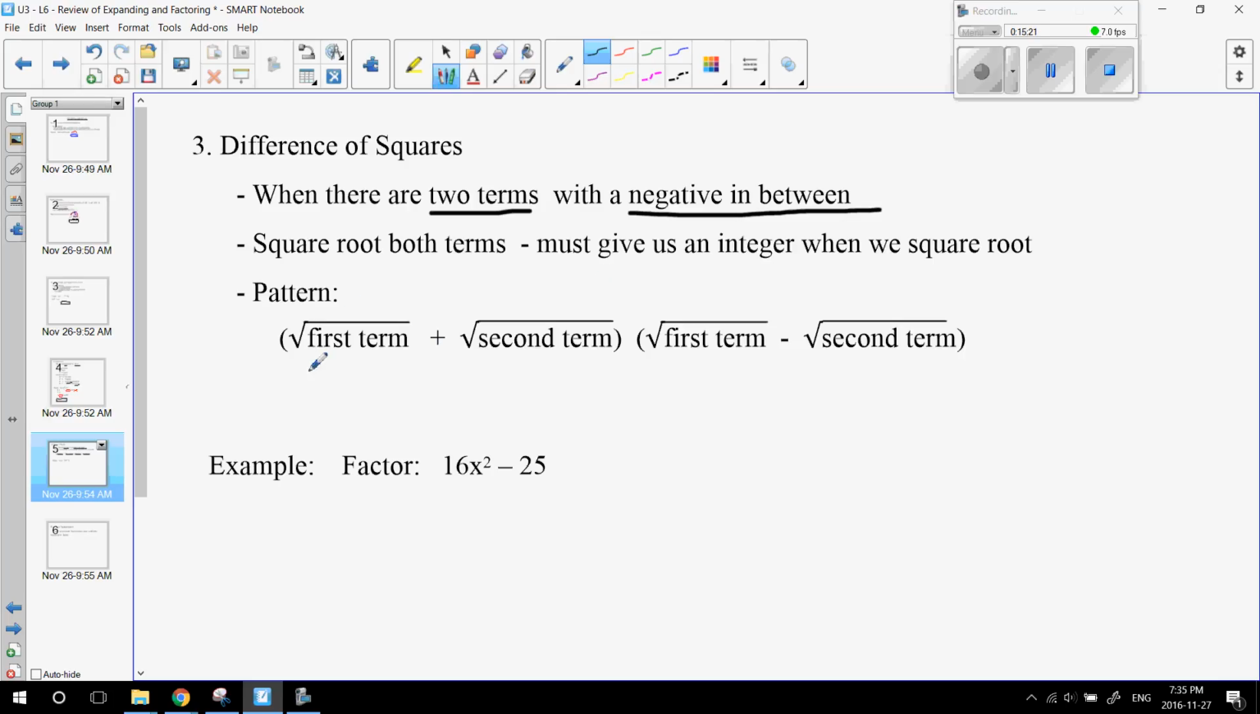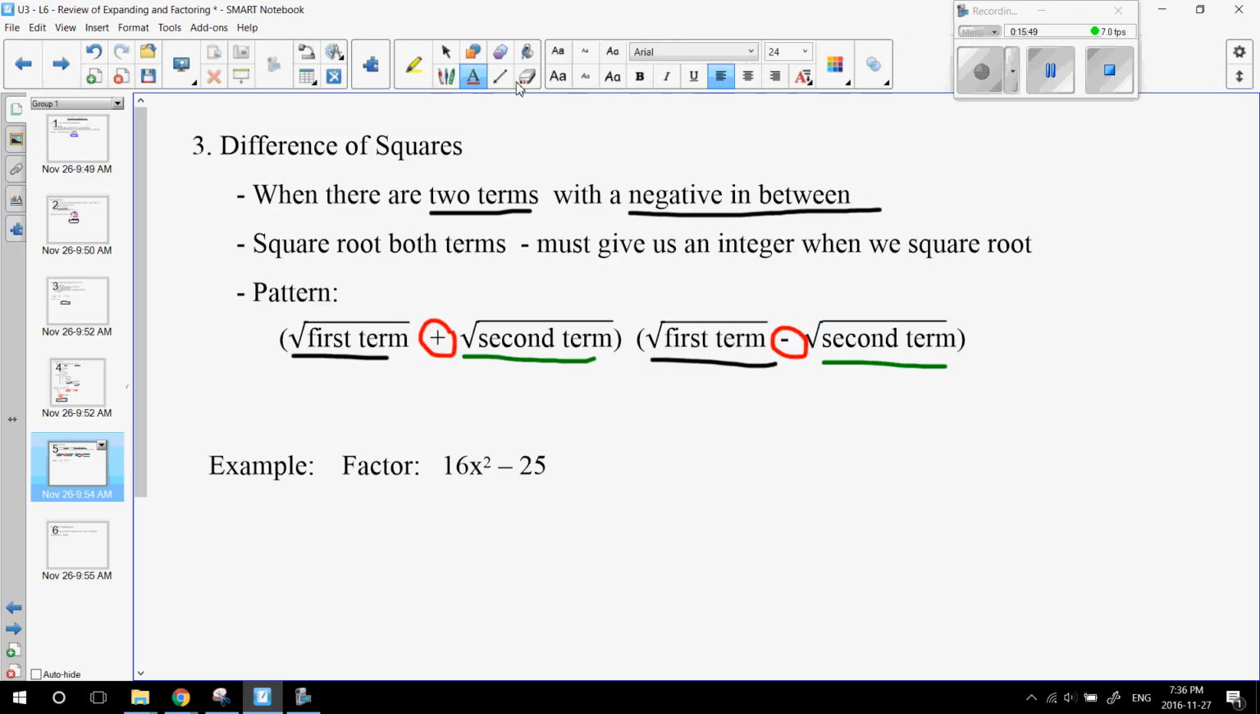So the key pattern with difference of squares is that in our brackets, the square root of the first term of our question goes in the first spot of our brackets, and the square root of the second term goes in the second spot in our brackets. And the only difference between our two brackets is that one bracket has a plus in the middle and one bracket has a minus in the middle.